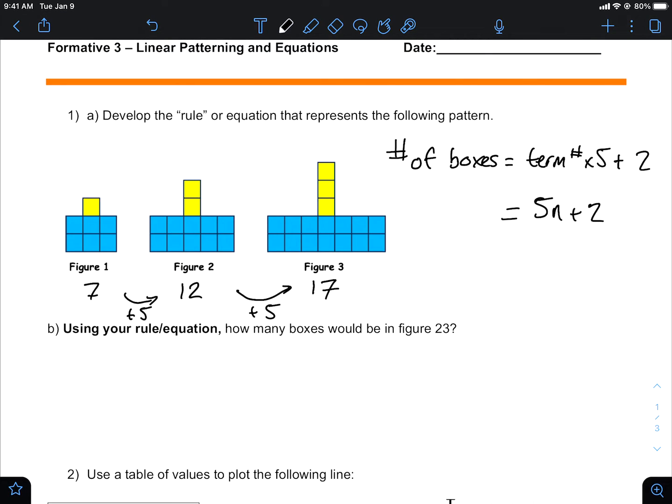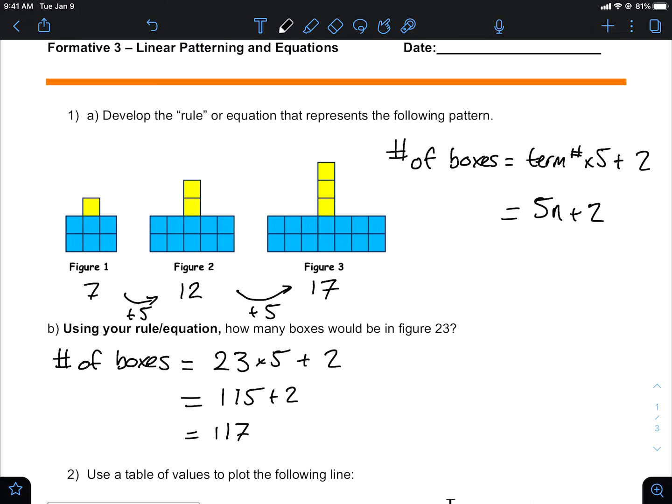And then for part B, using your rule or equation, how many boxes would be in figure number 23? So the number of boxes is just going to be equal to 23 times 5 plus 2. And so that's 115 plus 2, which is 117. Therefore, there are 117 boxes in figure 23.